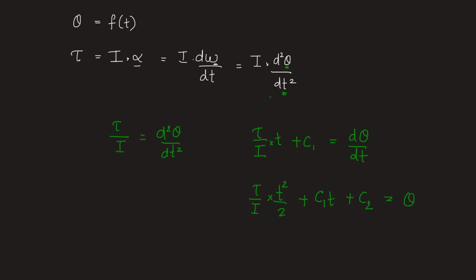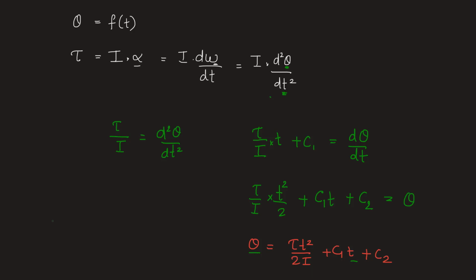So we have a relationship here, theta is equal to tau t square by 2I plus c1t plus c2. We can see that this resembles the general equation of a parabola, and therefore we can conclude the relationship between theta and t is parabolic. The graph will be parabolic.